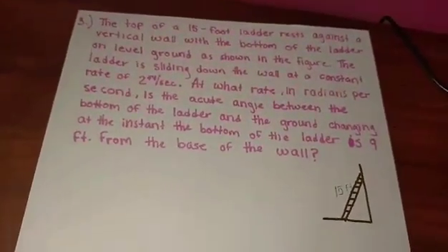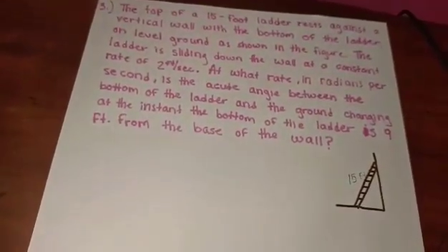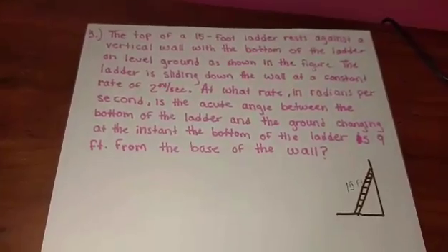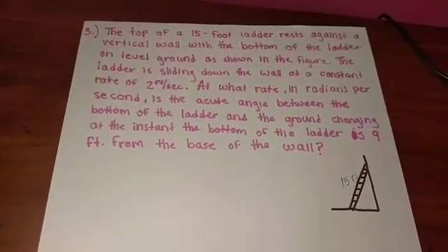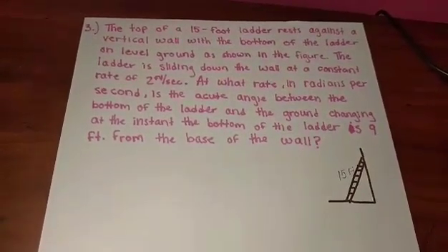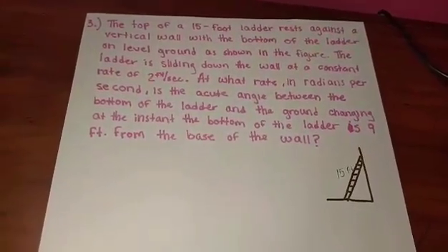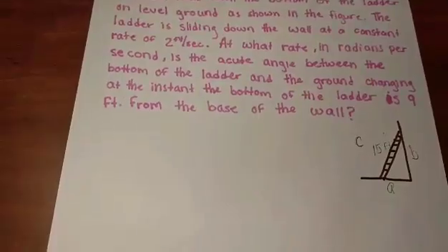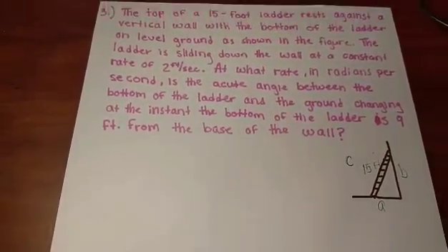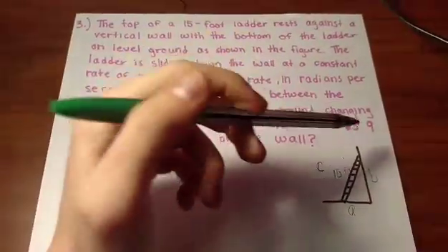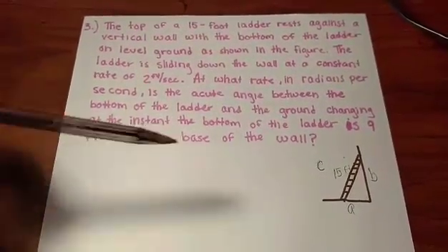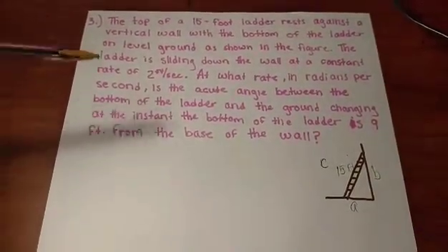This quantity is not changing because the length of the ladder is not changing. It's a constant. Then it says it is sliding down the wall at a constant rate of 2 feet per second. So this is a rate. I've labeled each side of the figure A, B, and C just so we can know what side we're talking about. Just makes things a little bit easier.